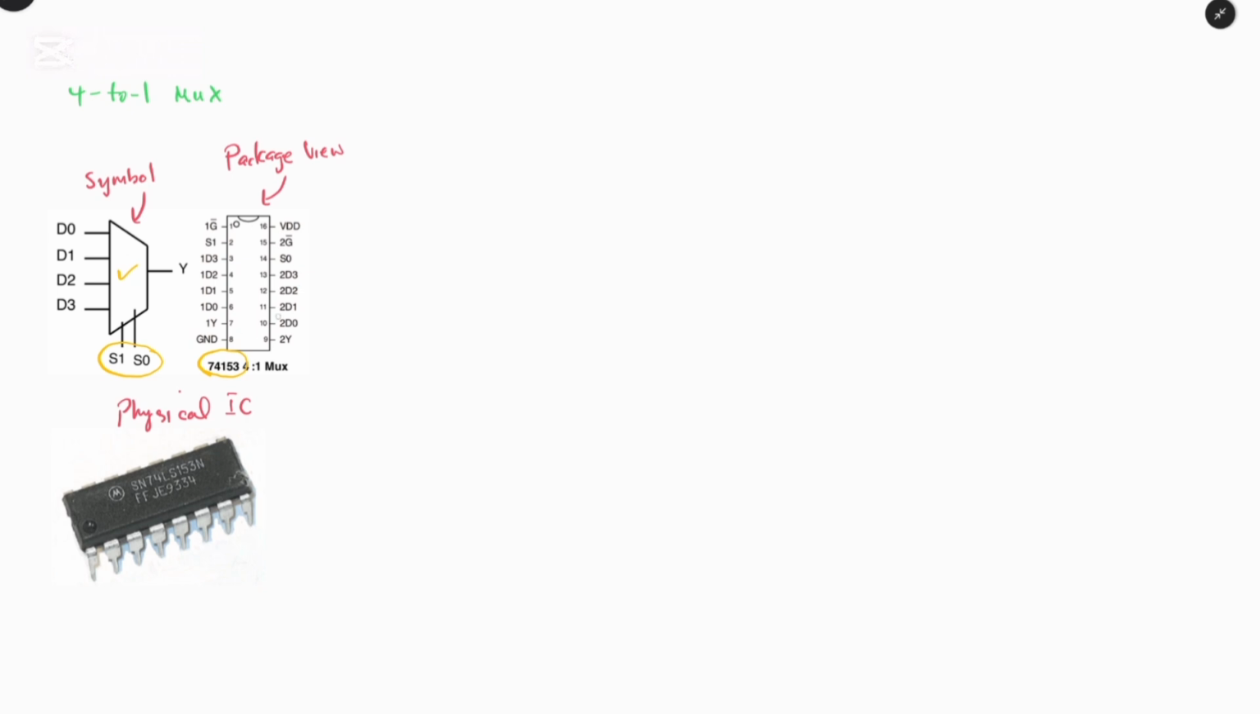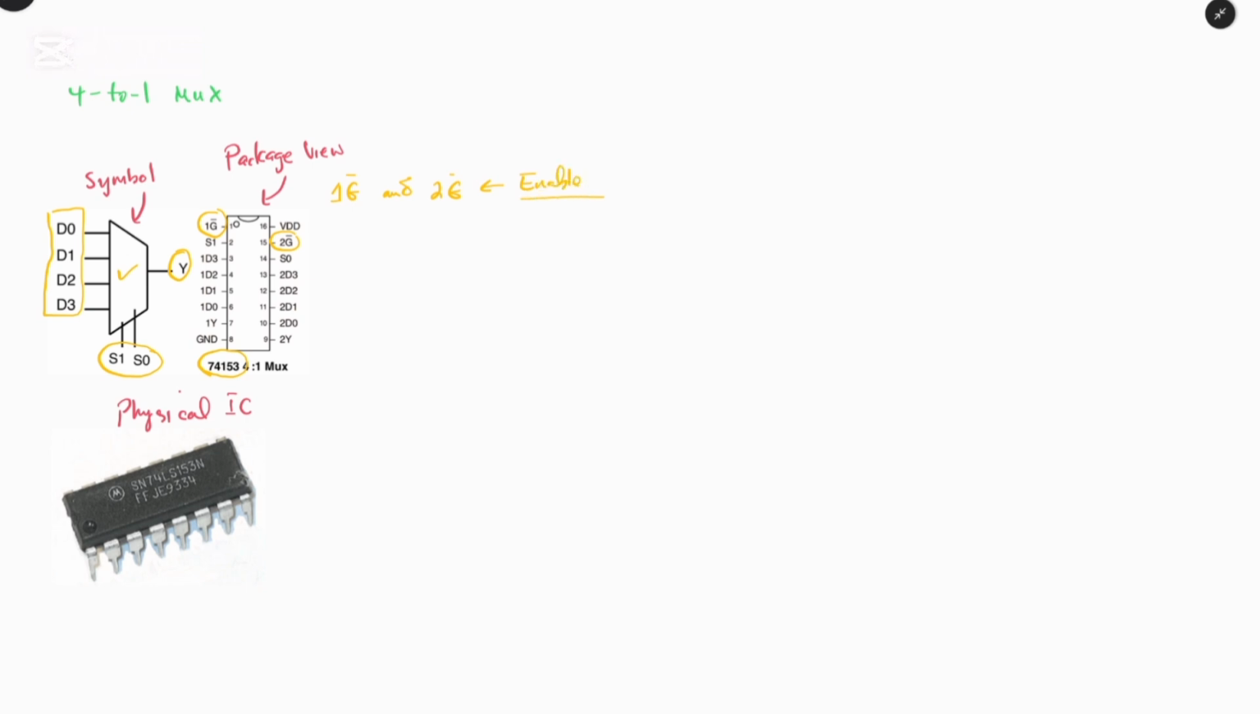So you can see, if you have to identify the input and the output, D0 to D3 represent the input, and Y represents the output, and S0 and S1 represent the select lines. So depending on the select lines, it will select whichever input will be passed to the output. And we can see we have 1G and 2G. So 1G bar and 2G bar, they represent the enable pin.